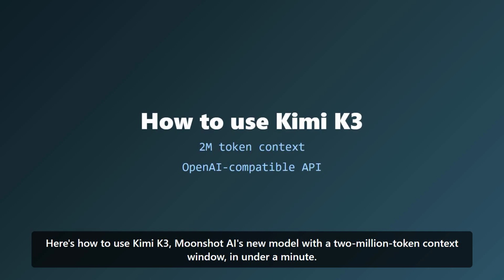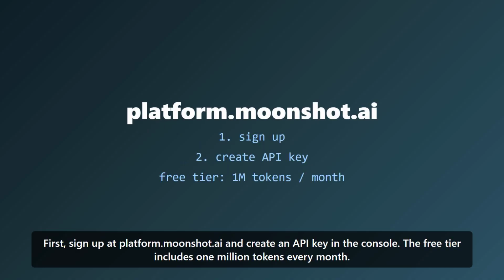Here's how to use Kimi K3, Moonshot AI's new model with a 2 million token context window, in under a minute. First, sign up at platform.moonshot.ai and create an API key in the console. The free tier includes 1 million tokens every month.